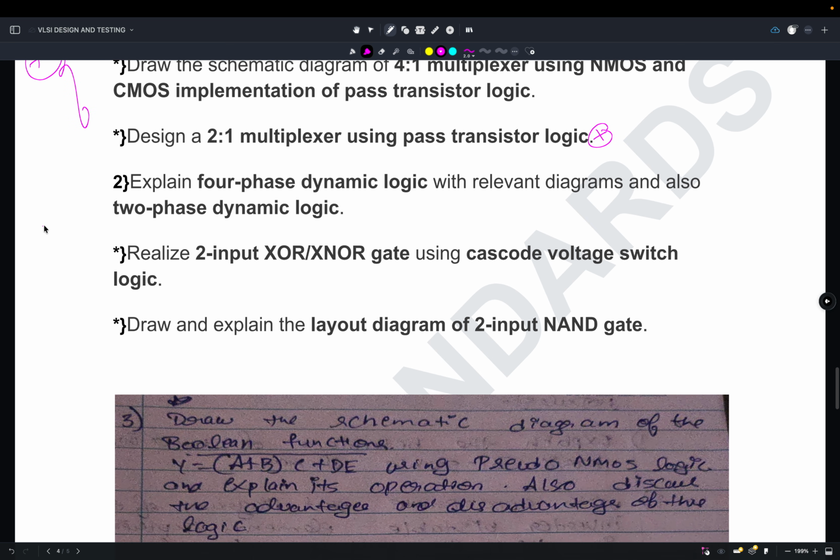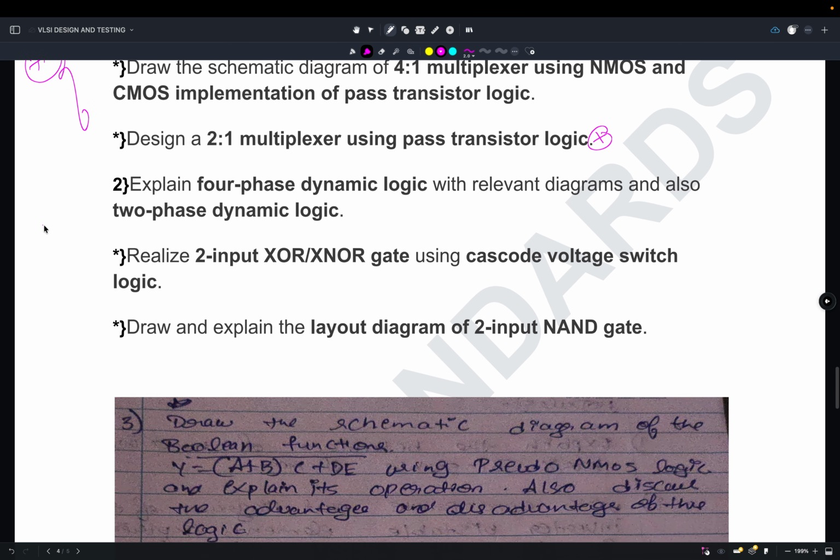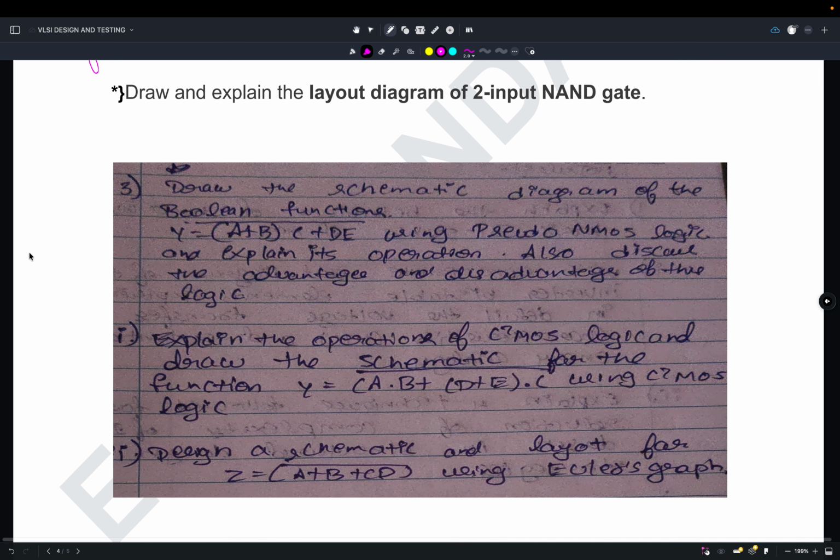In part B I gave three questions. In these three, they can ask very easy, similar questions. Explain 4-phase dynamic logic with the relevant diagrams, and also 2-phase dynamic logic. It's a very important question. Realize a 2-input XOR and NOR gate using cascade voltage switch logic, very important. And draw and explain the layout of it. In these three questions, one is going to come in the exam for 7 marks.